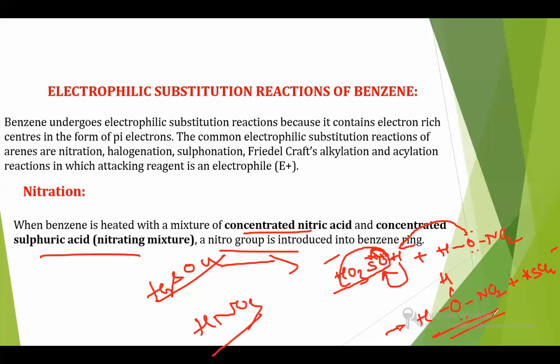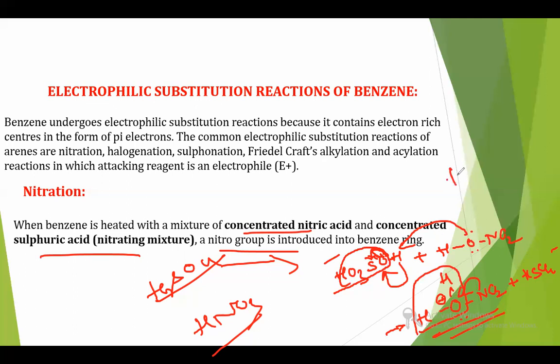In protonated nitric acid, the pair of electrons on nitrogen is donated to oxygen. Because the oxygen will have a positive charge, a deficiency of electrons, it forms H3O plus, hydrogen, oxygen, hydrogen. Two hydrogens will be forming H2O.